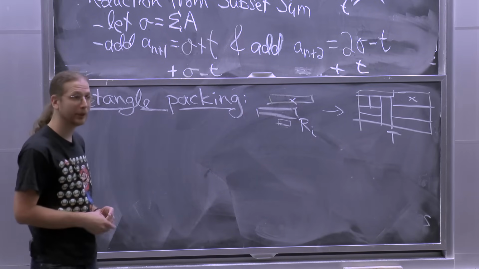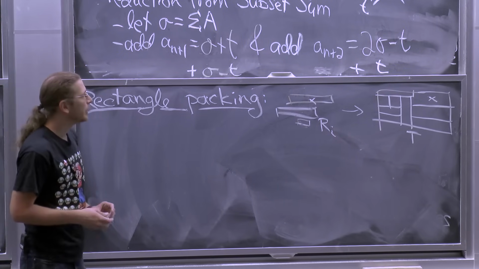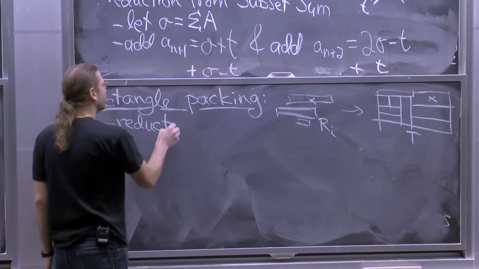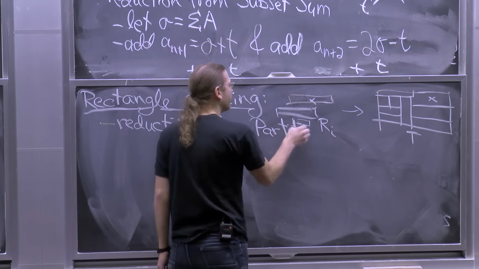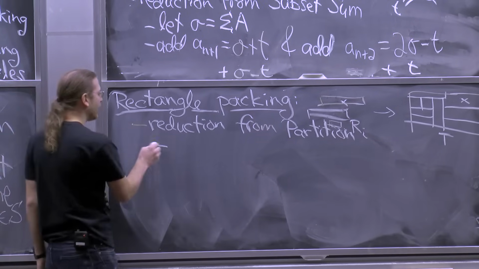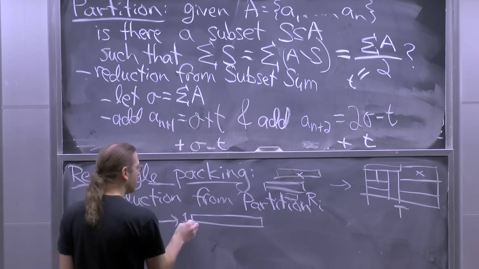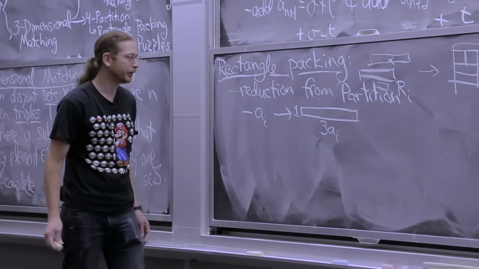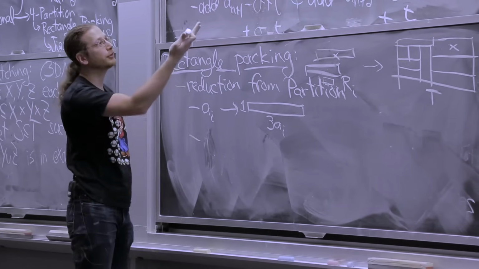I claim this problem is weakly NP-hard. I guess NP-complete, by a reduction from partition. This will be super easy. If you followed what the definition of partition is, we're given some integers a_i, and we're going to take each of them and convert them into, let's say, a 1 by 3a_i rectangle. 3 is to avoid some rotation, we'll see. And then we're also given the target sum. Target sum is the sum over 2.